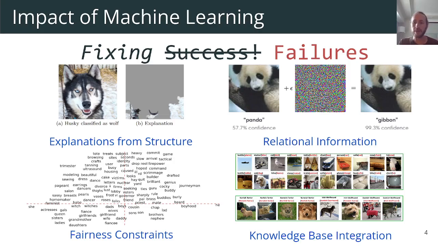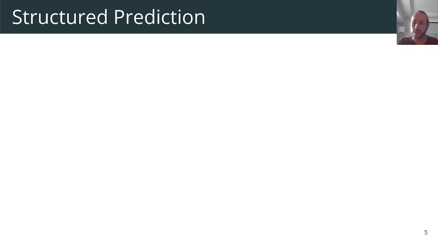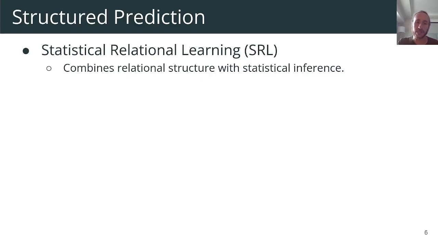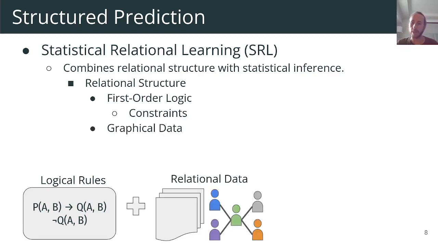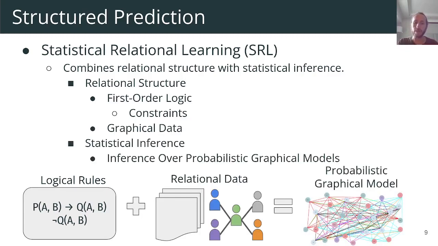The general family of bringing structure into the problem is called structured prediction. A general class of techniques within structured prediction is called statistical relational learning, or SRL. In SRL, the general idea is to combine relational structure with statistical inference. SRL frameworks take templated rules, usually in the form of first-order logic, and combine them with graph-like relational data to create a probabilistic graphical model. Once you have a probabilistic graphical model, there are all sorts of inference methods you can apply over it. And that's great.